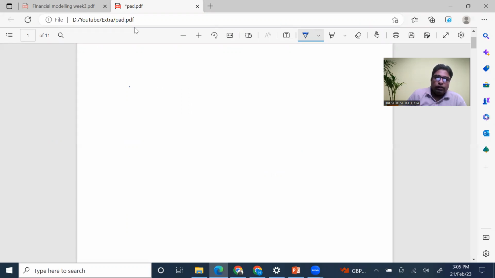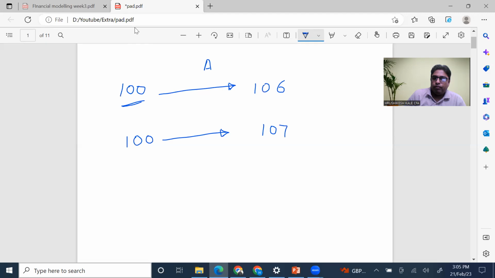Now, assume I have invested 100 rupees today in any business. Let's say business A. That 100 rupees in 1 year became 106 rupees. And if I would have kept this 100 rupees in a bank, I would have got 107.5, assuming the interest rate in India is 7.5%. We are just looking from an Indian perspective.